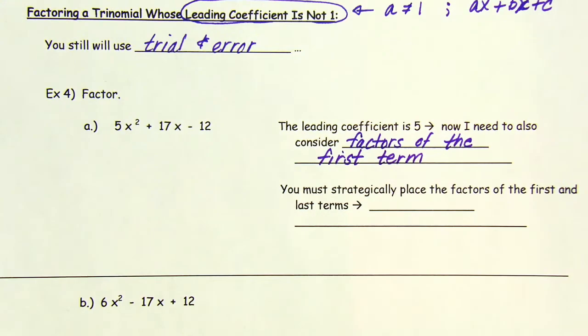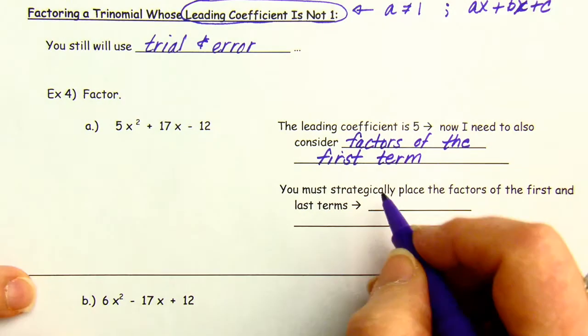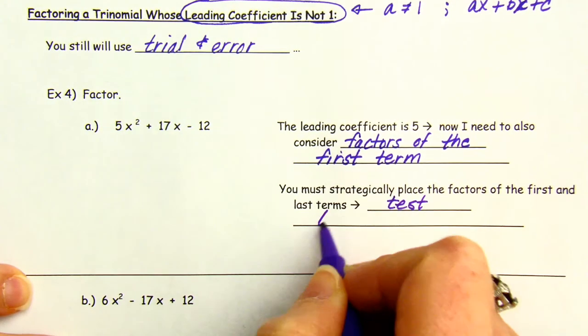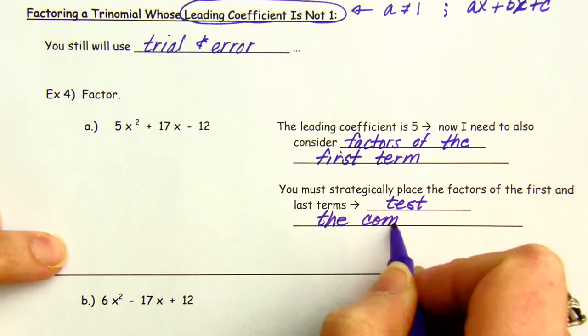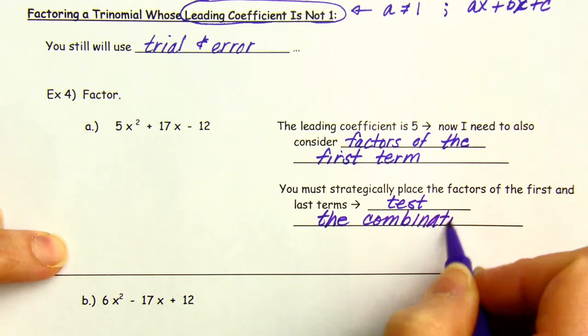And, you know, when our leading coefficient is a prime number like 5, it's not too terrible to do it. It's when the leading coefficient, the a value, is bigger than 1 and it's not a prime number. So if it's some number like 16, then we have even more work to do. But this one's not going to be that bad because the leading coefficient is 5. Yes, it's bigger than 1, but it's a prime number, so it's not too terrible. You have to have a strategy, though. You must strategically place the factors of the first and the last terms, and then you must test combinations.